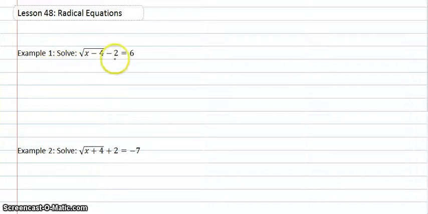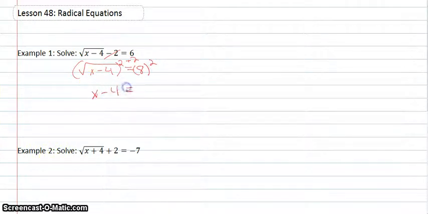So in example 1, I need to add the 2 to the 6 just to move it to the other side. So I'll have the square root of x minus 4 equals 8. Then, to get rid of the square root, I need to do the opposite, which would be squaring. So I'm going to square both sides of the equation. So I'll have x minus 4 equals 64. And then I'll add 4 just to move it to the other side. So x equals 68.